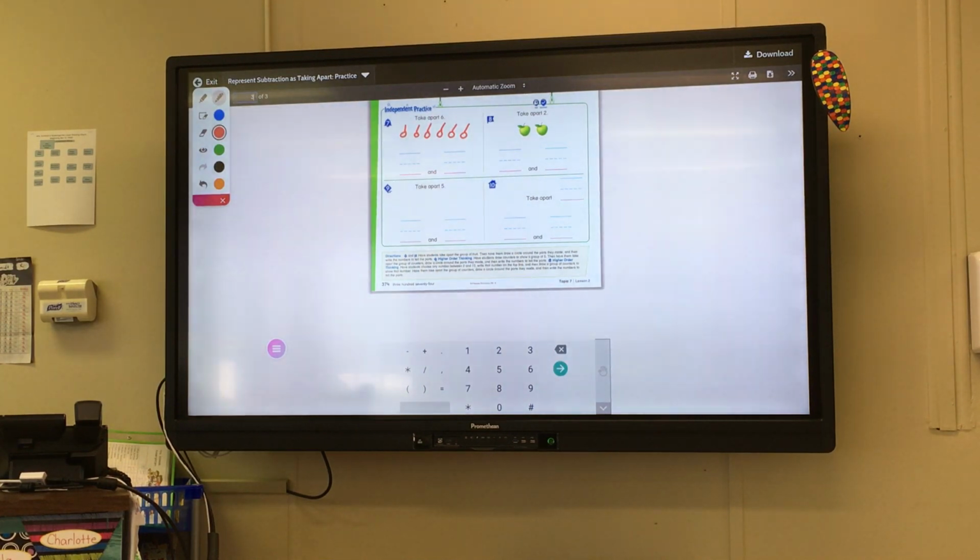Okay, how many are in this group? And how many are in this group? Are there 2 here and 2 here? And then don't forget to use your numbers.